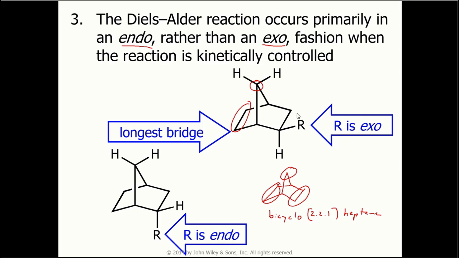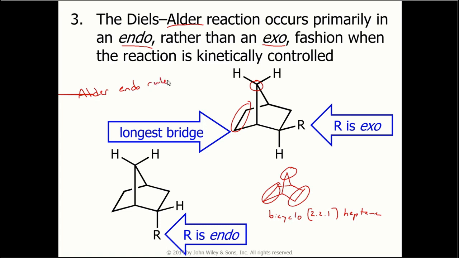Well, in this case, you're asking the question, okay, when we add our R group, once we form our adduct, our R group has to make a choice between being closer to the shorter bridge or closer to the longer bridge. If it's pointed towards the longer bridge, meaning it's closer to this bridge here, pointed downward, then we say it's endo. If it's pointed towards the shorter bridge, we say it's exo. The endo product is preferred. It's called the Alder endo rule. And you'll read about that in your text.